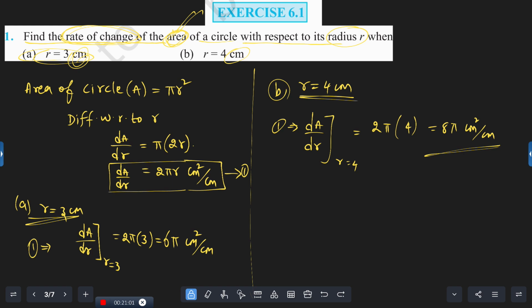Then boy side. What about girl side? Write fast. Those who are done, kindly write next question number 2. Don't waste your time. Okay, I'm going next.